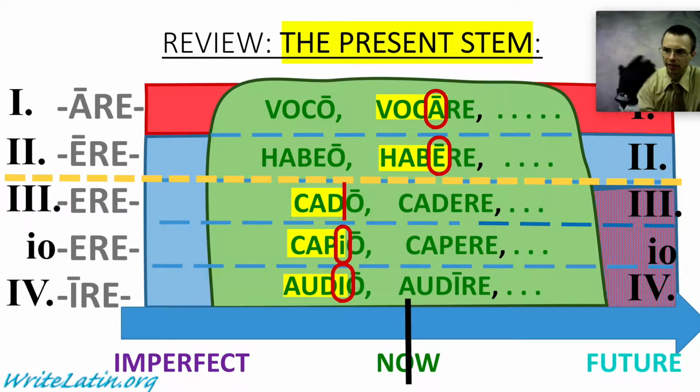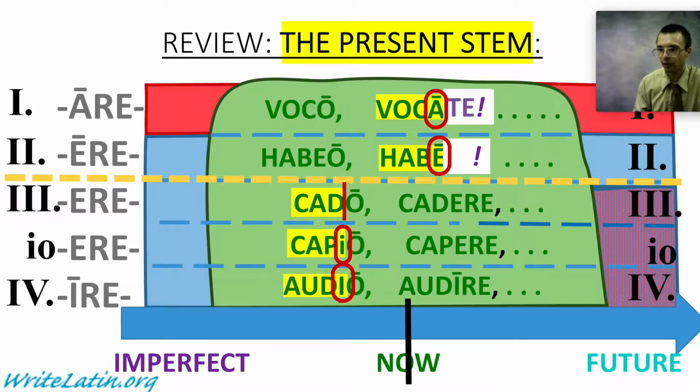Why did I bring this up? Because the imperative, the command form, is pretty much identical to this stem. Take a look. Woka is the stem. The imperative is woka. You just add on an exclamation point. Then the plural would be with a te. Then habe is the stem. Habe is also the imperative. Just add on an exclamation point.